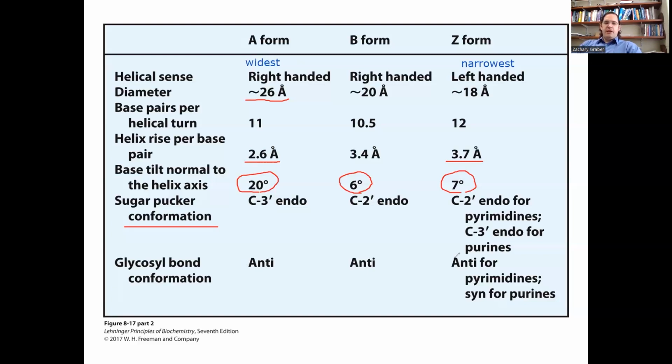Now our Z form is very unique here because it actually has an alternating pattern based on whether our base is a pyrimidine or a purine. So we have a C2 endo conformation for pyrimidines, and we also have an anti conformation for pyrimidines, but then we switch both of those for our purine bases. So our purine bases have the C3 carbon endo, and they are syn, so they'd be pointing back in the same direction as our sugar.